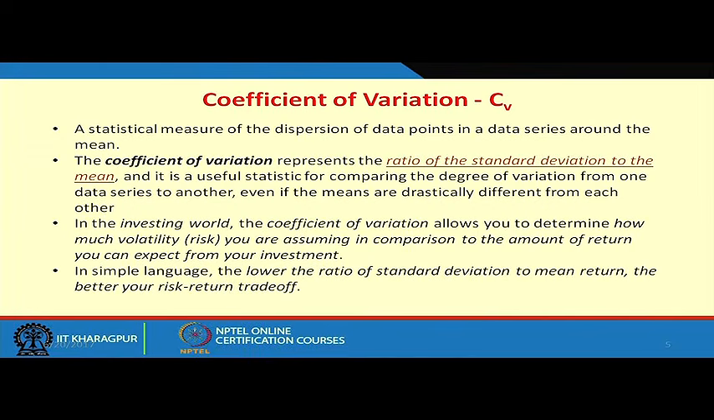It is widely used in the investing world. In investing, the coefficient of variation allows you to determine how much volatility or risk you are assuming in comparison to the amount of return you can expect from your investment. So this CV gives you an idea of how much risk you are assuming in comparison to the return you can expect, the ROI, for the risk involved.